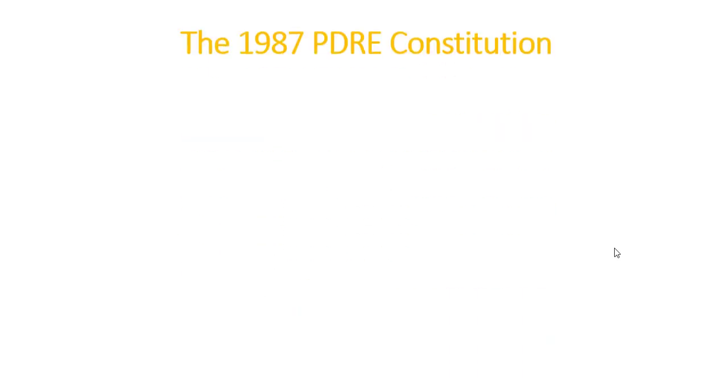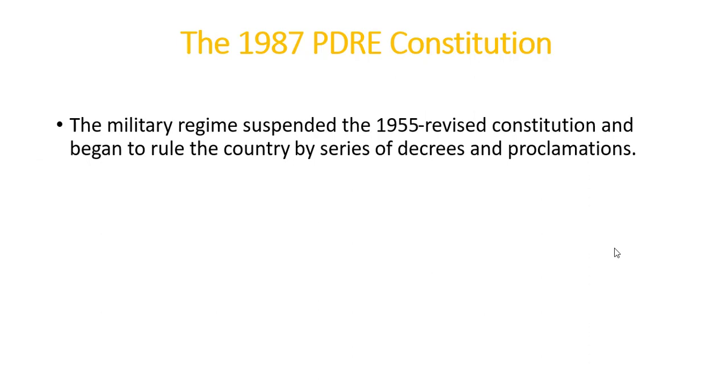The third modern constitution of Ethiopia is the 1987 People's Democratic Republic of Ethiopia Constitution. The 1974 Ethiopian Revolution resulted in the deposition of Emperor Haile Selassie from power. However, the military junta that formed the military council, known as the Derg, controlled the political power. The Derg emerged as the military government in Ethiopia. The military regime suspended the 1955 revised constitution and began to rule the country by a series of decrees and proclamations. The constitutional process of the government was foiled.